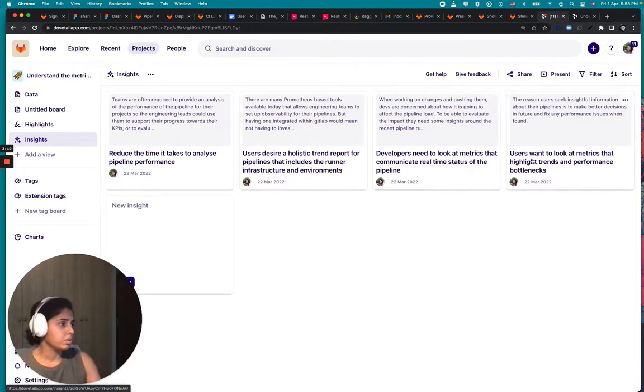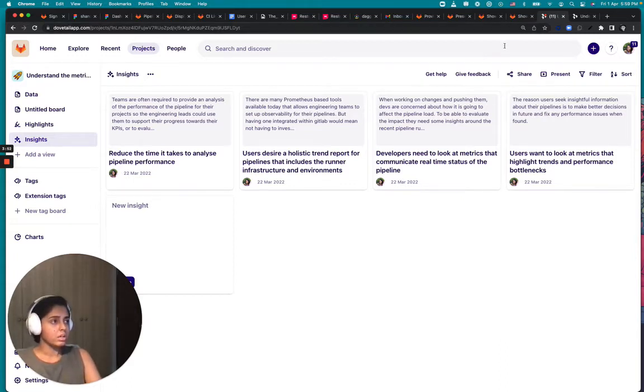Then lastly, users want to look at metrics that highlight trends and performance bottlenecks. Now, information about pipeline performance can be presented in many ways, but everybody seeks to look at insightful information, something that tells them exactly what's going wrong and what action they need to take to fix it if something has been spotted, if a bottleneck has been spotted.